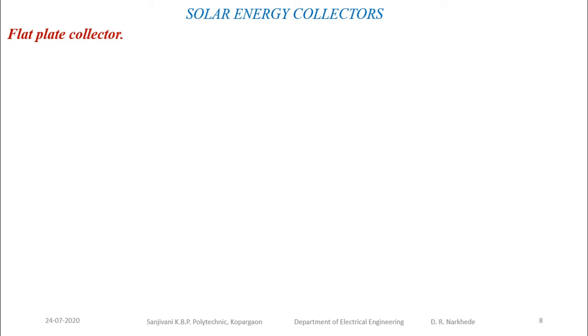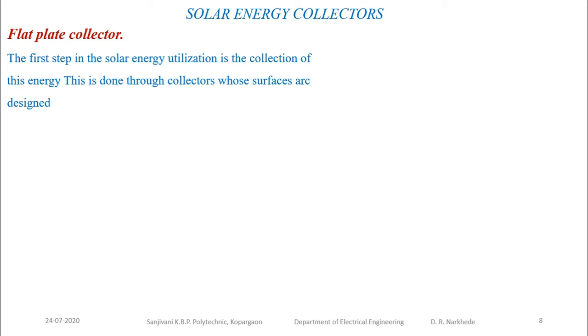The collectors whose surfaces are designed for high absorption and low emissivity are specially designed collectors. Now, what is a flat plate collector? That we will discuss. A flat plate collector consists of the following basic elements. Flat plate collectors are designed to collect solar energy. This is done through a collector whose surface is designed for high absorbability and low emissivity.